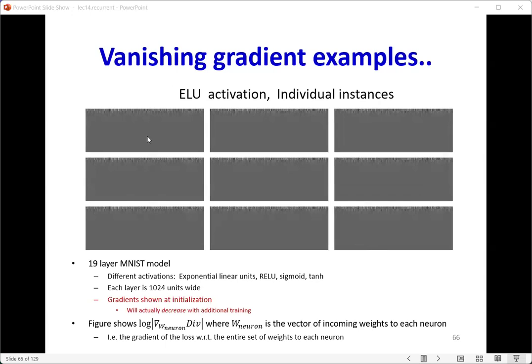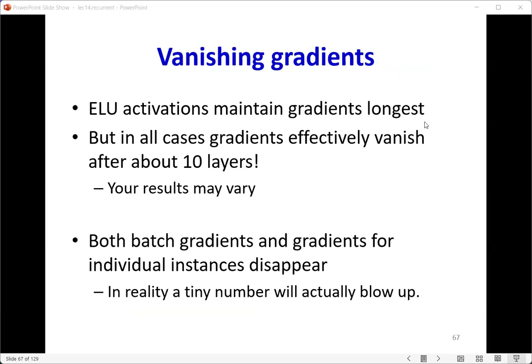What we find is that ELU activations maintain the gradients longest, but in all cases, the gradients effectively vanish after about 10 layers. And this is both over the batch, where you would hope that the accumulation of gradients across many instances will give you something significant. It doesn't. And also for individual instances.